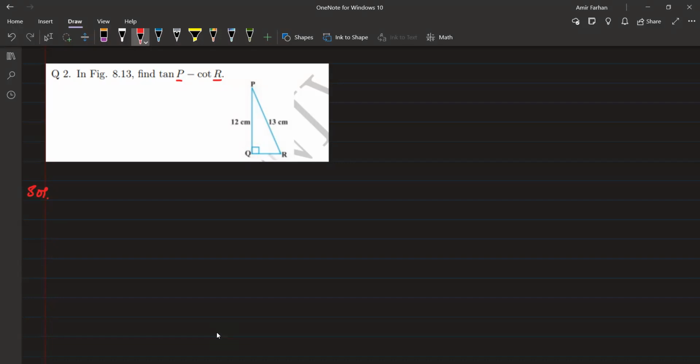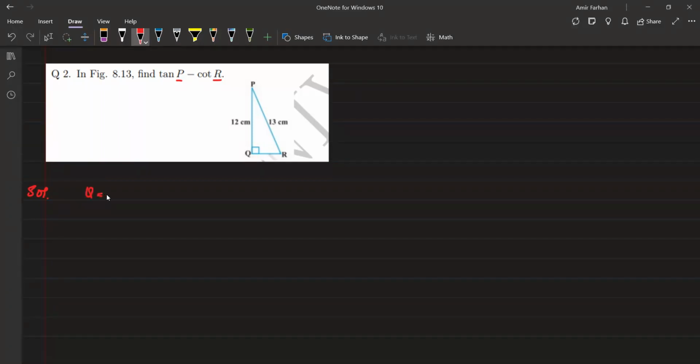Done? Okay, that's great. Let's find it out. So first you have to find out the value of this QR. Okay, so let's find out the value of QR.